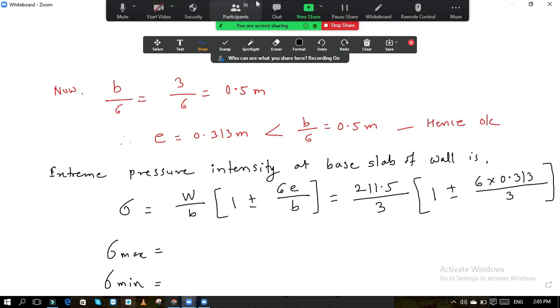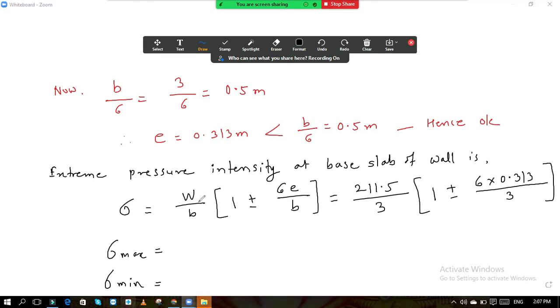Let me know these two values. Sigma max is equal to 114.63 kilonewton per meter square. Sigma minimum is 26.367 kilonewton per meter square. These are only the service intensities. So for ultimate pressure intensities, multiply this by 1.5.